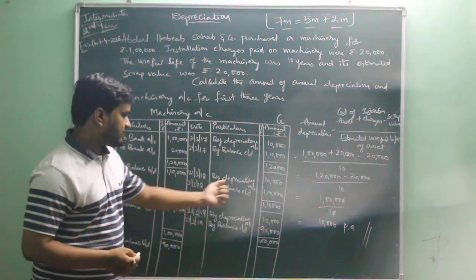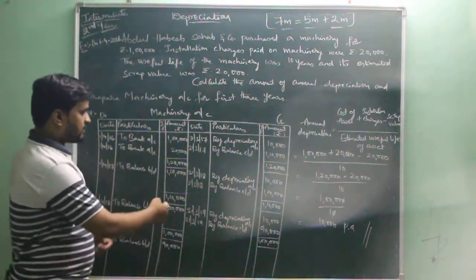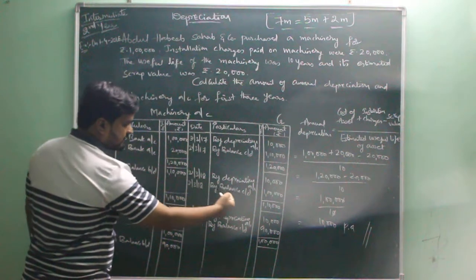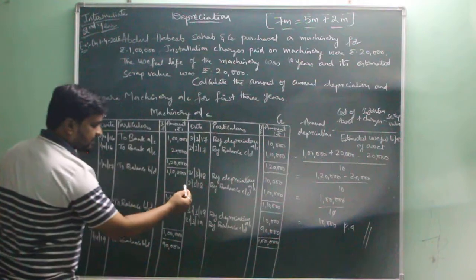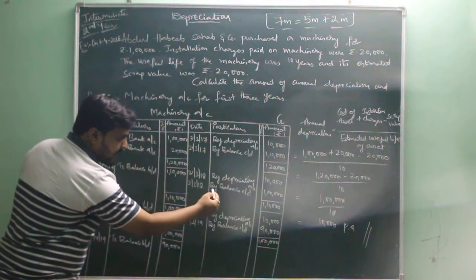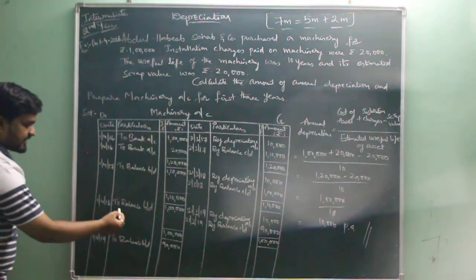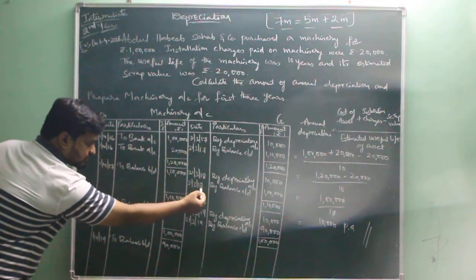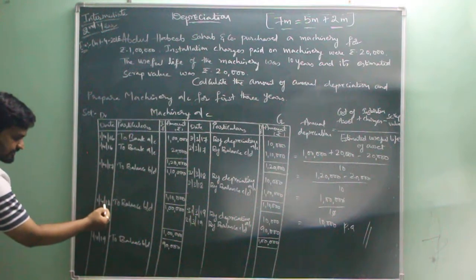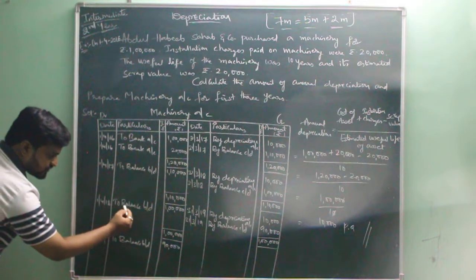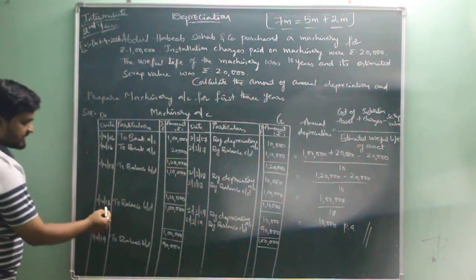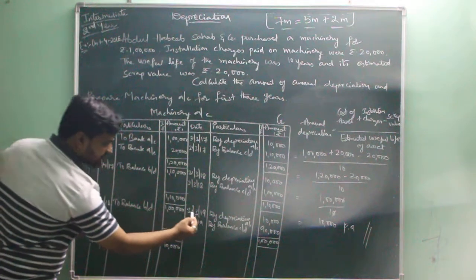Now when you subtract 10,000 from 1,10,000, the value of the machinery at the end of the second year will be only 1 lakh, which will be written as 31st March 2018 by balance carried down 1 lakh. The same value will be brought down to the immediate next day. That is, after 31st March 2018, the following date is 1st April 2018, which will be written as to balance brought down 1 lakh. This financial year will be ending on 31st March 2019.